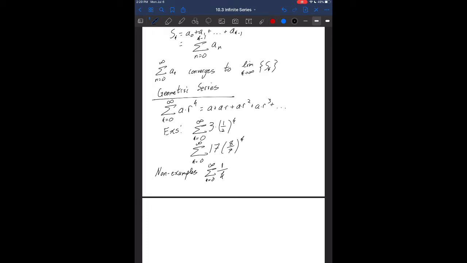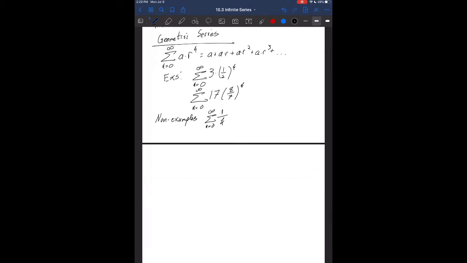Okay. So now would be a great time to think about what type of conjecture you might think would hold for this. So when do you think geometric series converge? When do you think they diverge? If they do converge, what value do they converge to, all of this stuff. Okay.